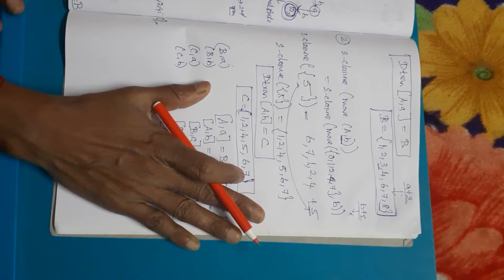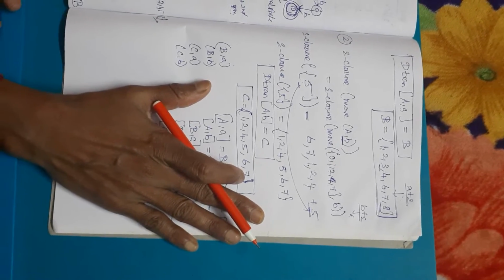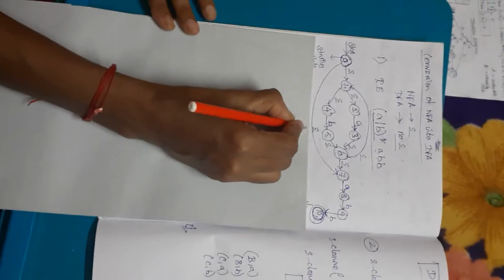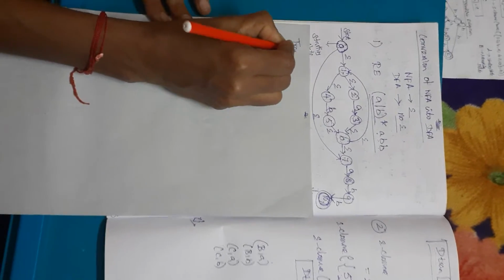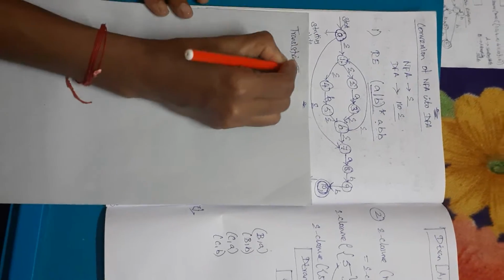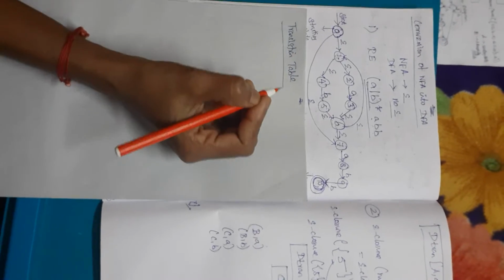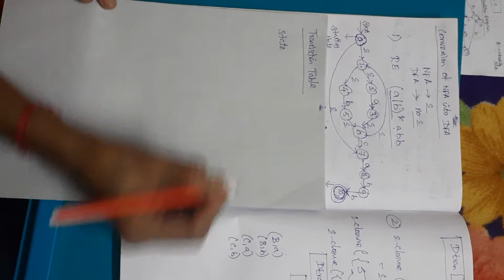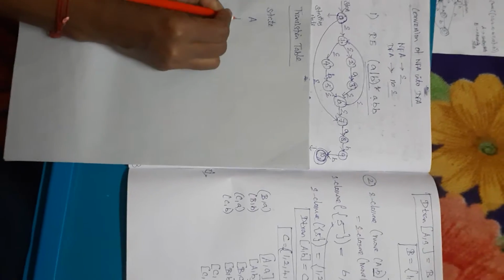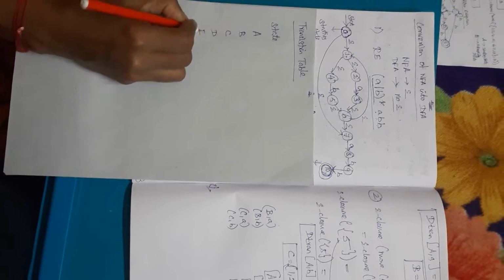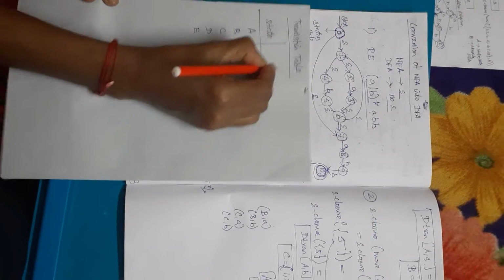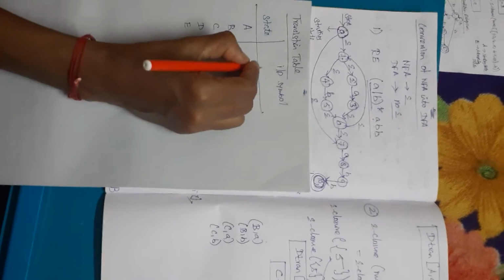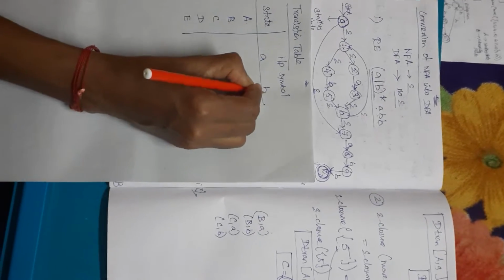So what is the next step for the subset algorithm? The next step is the transition table. The third one is the transition table. How do you write the transition table? For states, we have five states: A, B, C, D, E. What are the input symbols? Based on the given expression, we have two input symbols: one is small a, another is small b.